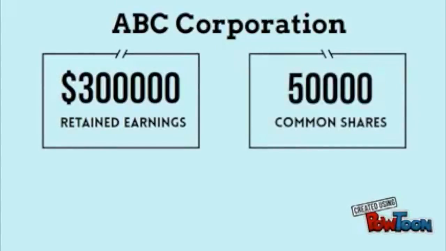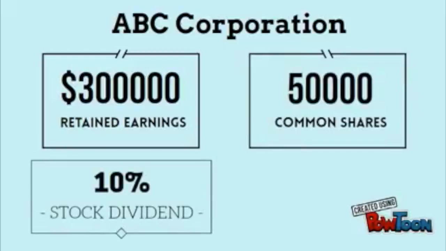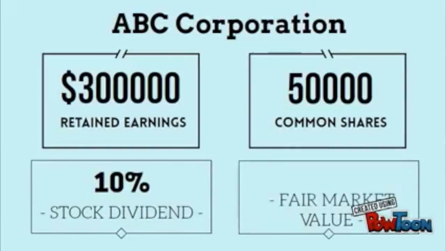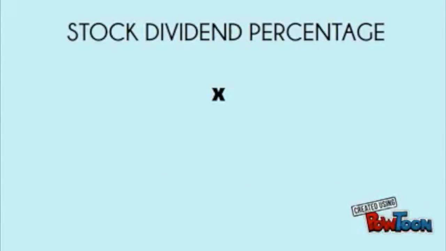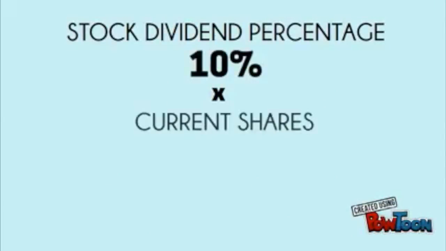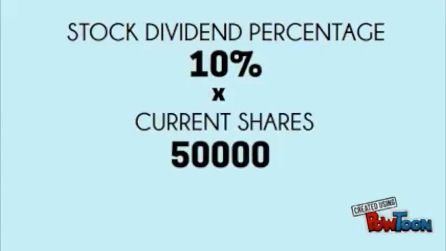They decide to declare a 10% stock dividend, and the current fair market value of its shares is $15 per share. To determine the number of shares to be issued, multiply the stock dividend percentage, which is 10%, by the number of current shares, which is 50,000, which would equal 5,000 shares.